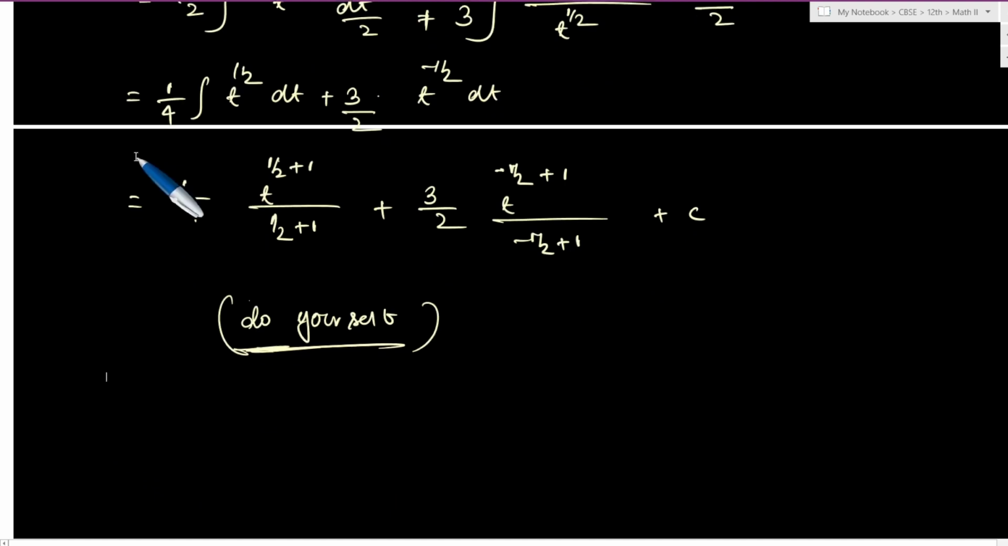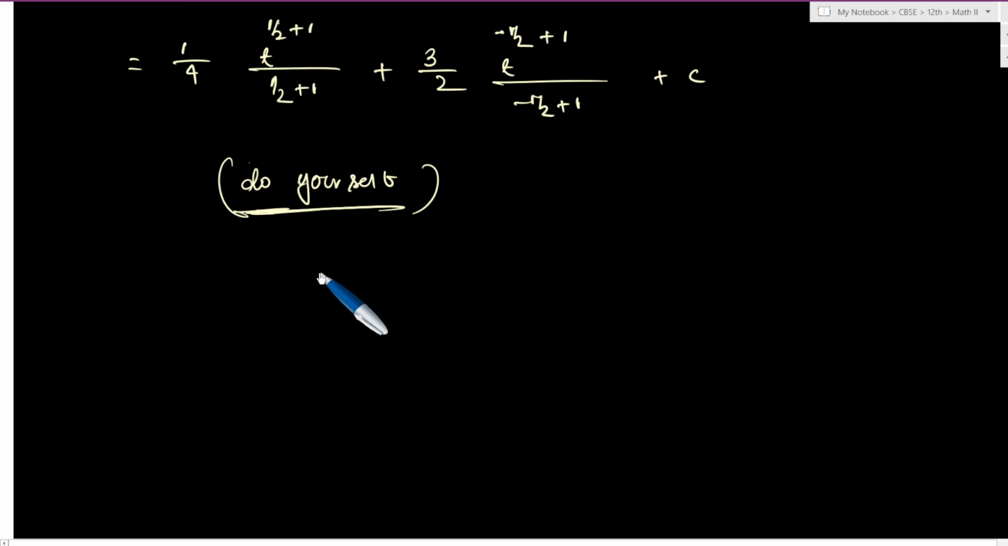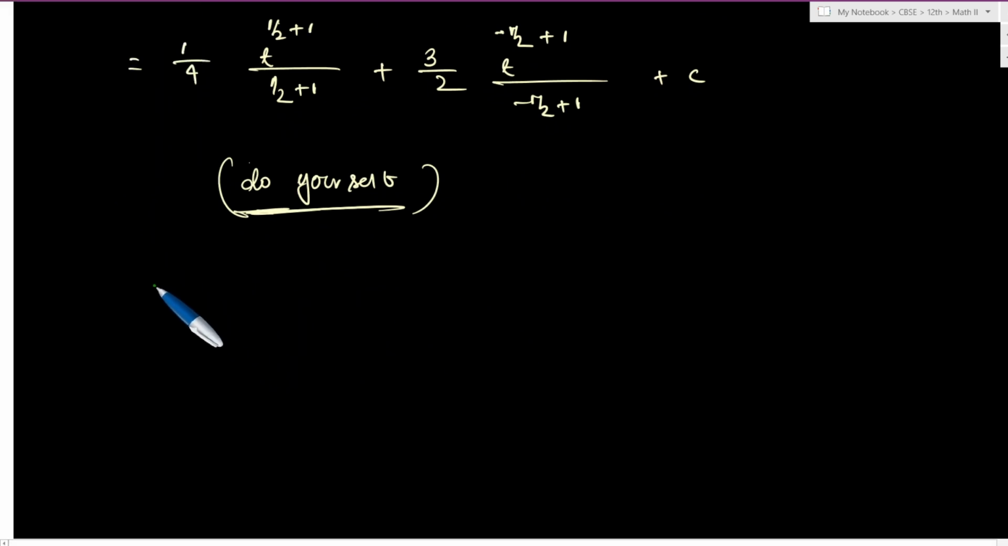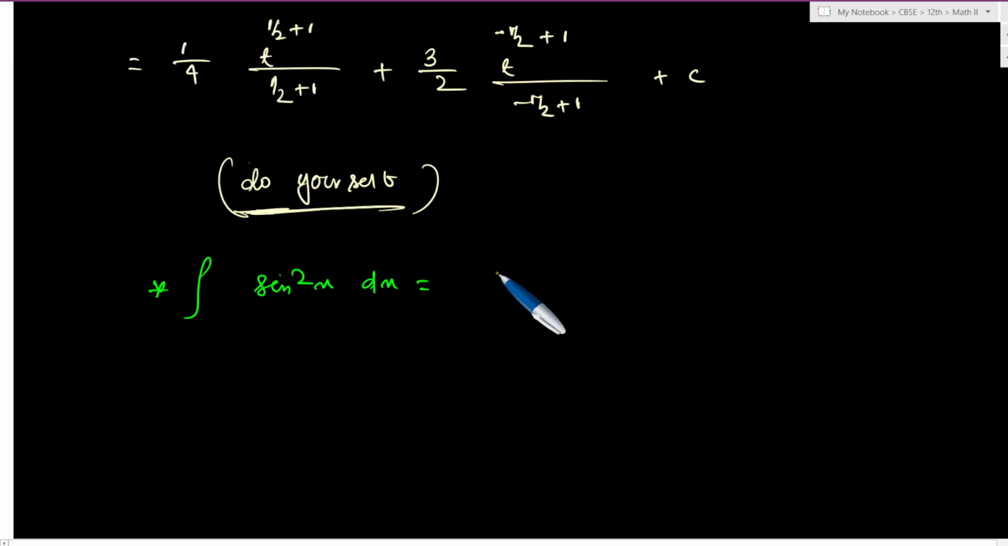Let's solve another question. It is not related to substitution. It is using simple trigonometric identities will solve. Integration of sin square x dx. This will become what? Sin square x can be written as like what? Sin square x. This can be written as 1 minus cos square x divided by 2.